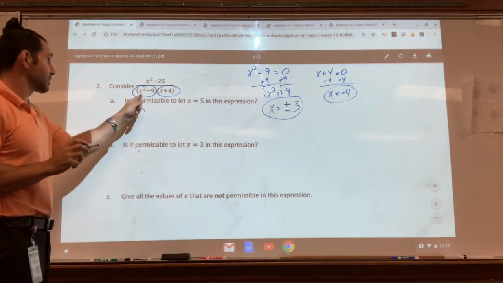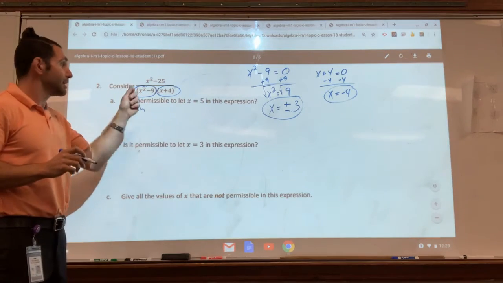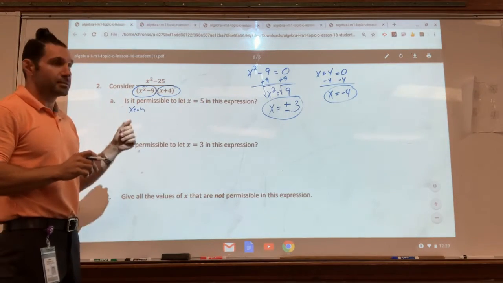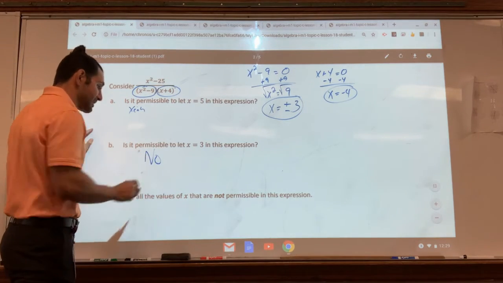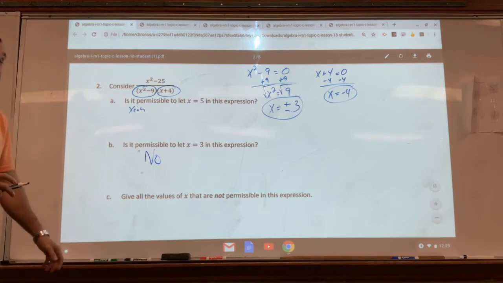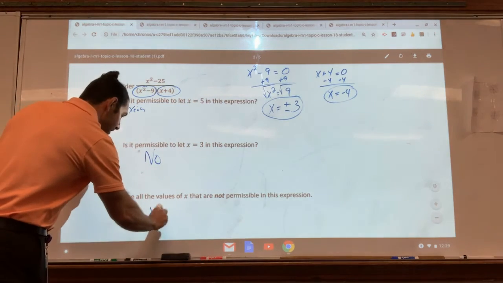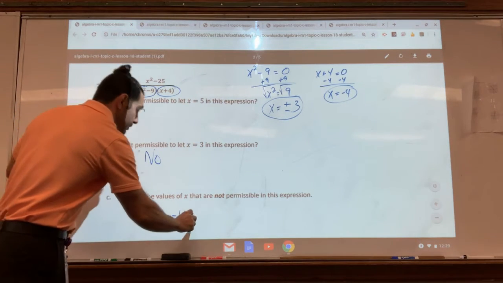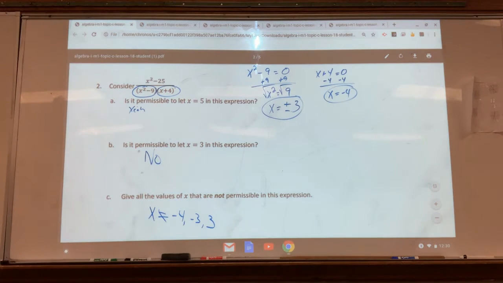So can x equal 3? Well, watch. Let's substitute it in. 3 squared is 9. 9 minus 9 is 0. 0 times anything is 0. The denominator is 0. So no, it's not permissible. Give all the values that are not permissible. Well, here we are. x cannot be negative 4, negative 3, or 3. Those are the three things that x absolutely cannot be for the denominator to be 0.